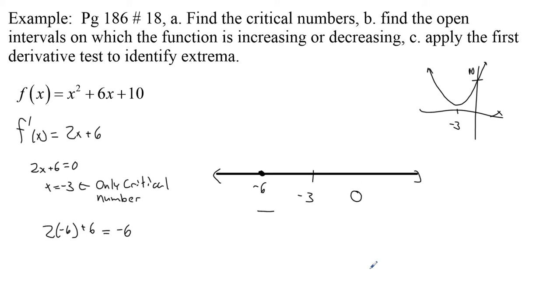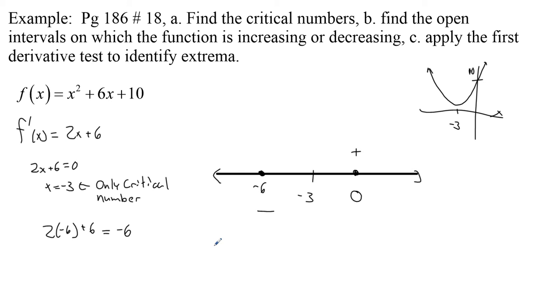When I plug in, say, 0, that's a value on the other side. If I plug in 0, 0 squared is 0, plus 6 times 0 is 0, plus 10 is a positive solution. So I've got a positive solution in this particular interval. And that makes sense because, again, the function is increasing on that interval, so all values of the first derivative would have to be positive.